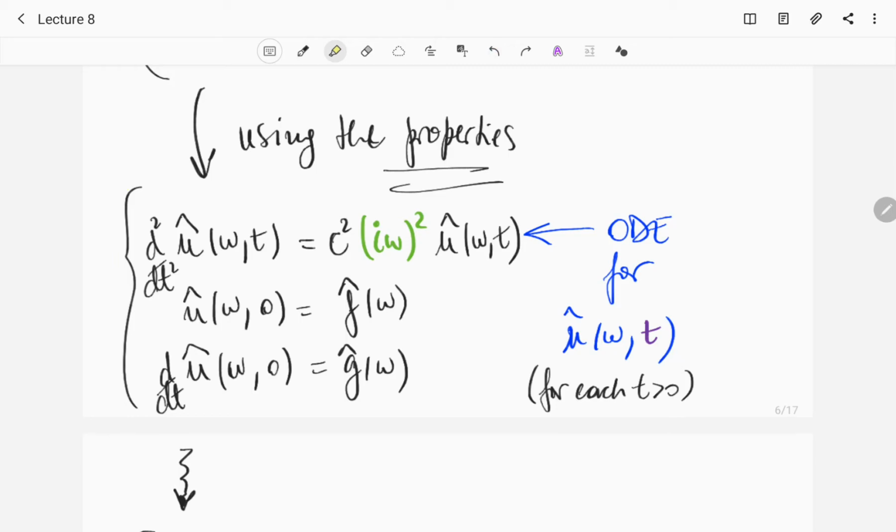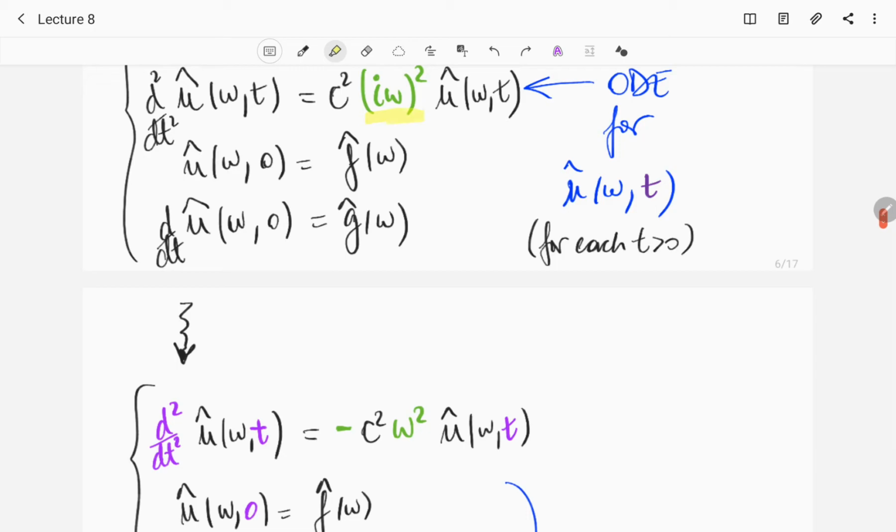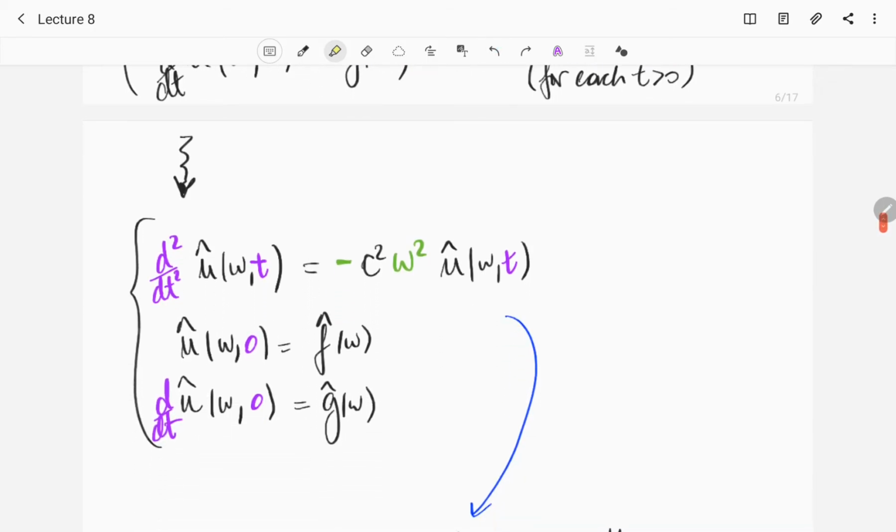And this is supposed to be a problem that we know how to solve. We can compute a little bit here, because this is like i squared, omega squared, so i squared is this minus here, and omega squared is just there. And now I just color in purple the t to emphasize that we have an ordinary differential equation in the variable t. So we have the second derivative in t of this function.